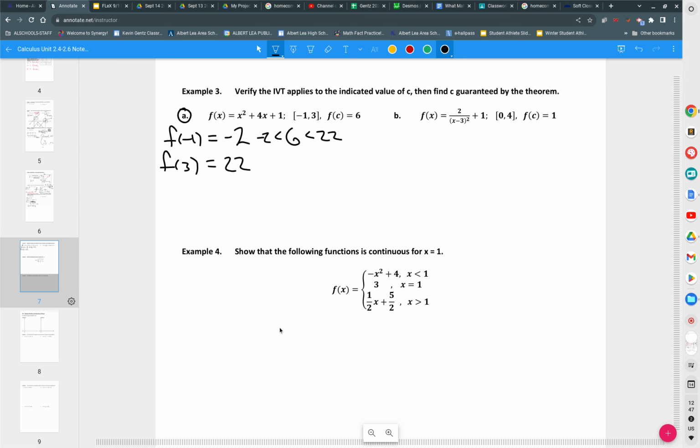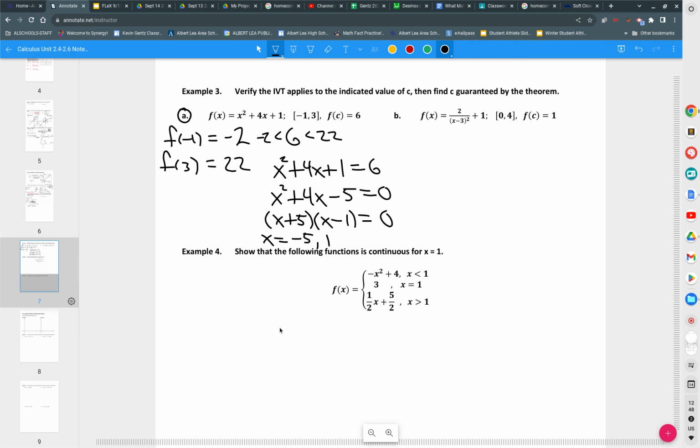Not too tough. We just take x squared plus 4x plus 1, and we set it equal to what? 6. What do you think I do? Say with confidence. Subtract the 6, and I get -5. Factor, I have x plus 5, and I have x minus 1. So I have x is equal to -5 and +1.